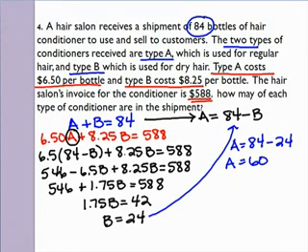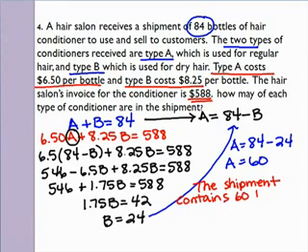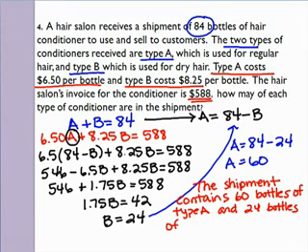But this is a word problem, and word problems deserve word answers. So I'm going to write really small so I can fit it in. Shipment contains 60 bottles of type A and 24 bottles of type B conditioner. Very good.